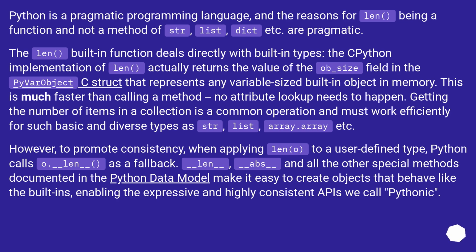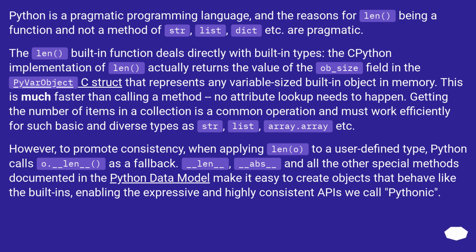No attribute lookup needs to happen. Getting the number of items in a collection is a common operation and must work efficiently for such basic and diverse types as str, list, array, etc. However, to promote consistency, when applying len(o) to a user-defined type, Python calls o.__len__ as a fallback.